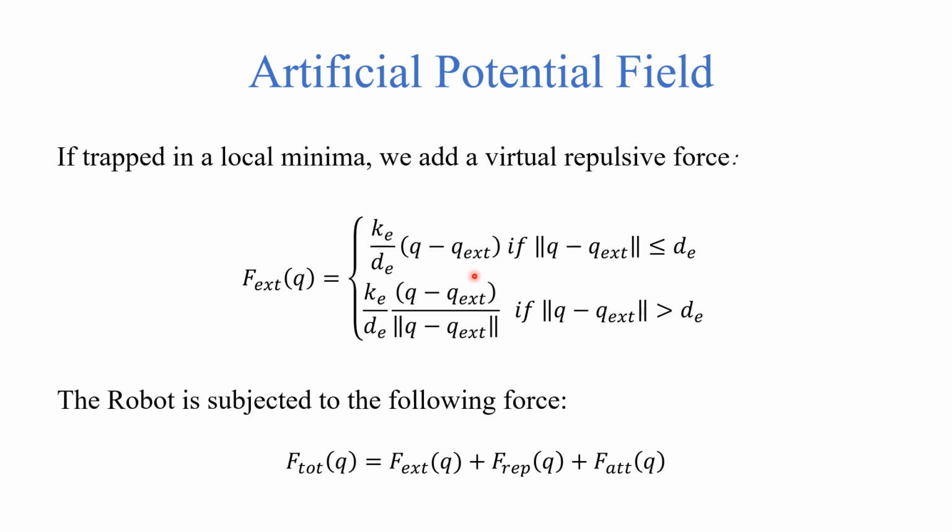Now Q external is the position of the virtual repulsive force. Q is the current robot configuration. D is an activation distance. In this case, we see that the virtual force actually increases linearly as the distance decreases and then flattens out when we are away from the obstacle. In general, the robot must move according to the sum of all forces: the extra forces, the repulsive forces of the obstacles, and the attractive forces of the goal.